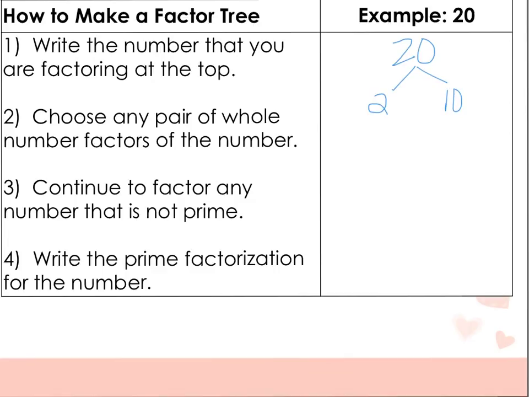In our first one here, is 2 prime? Hopefully you're saying it sure is. Because it's prime, I'm going to circle it or highlight it because I know that is going to be one of the parts of my prime factorization. Unfortunately, 10 is not prime, it's composite, so I'm going to break that apart even more. So 10 breaks down into 2 times 5.